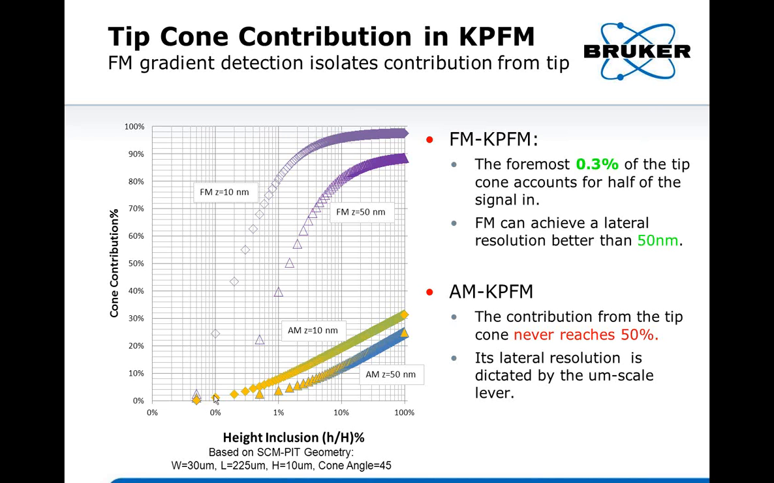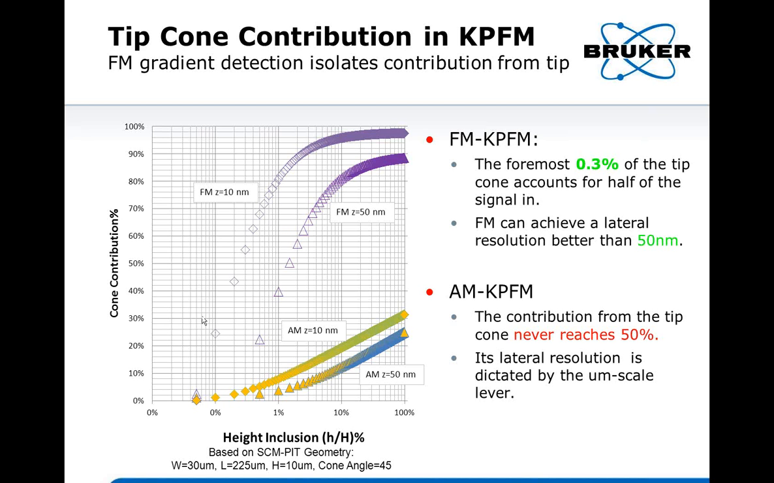So if you look at the yellow curve, for the x-axis, that's 100%. That means if you include all the tip cone, from the very tip to the bottom of the cantilever, it only contributes 30% of the signal. That means for electrical force, 70% is from the lever.